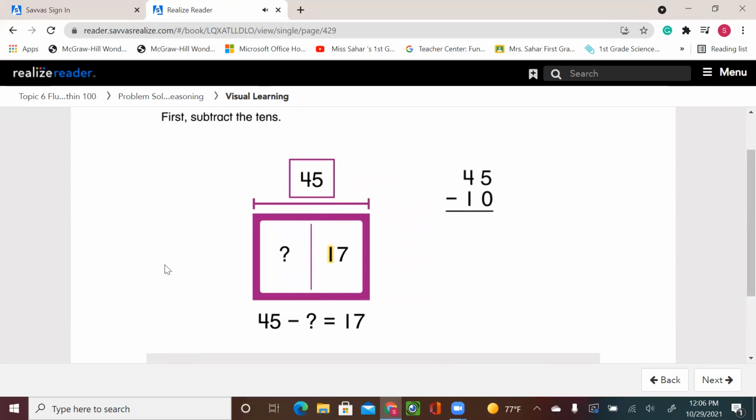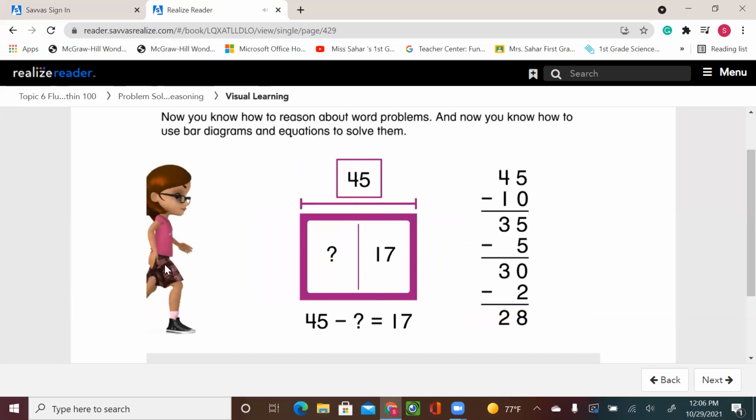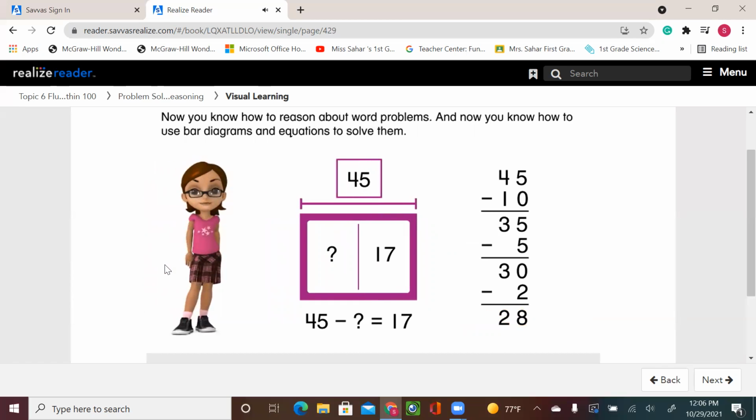First, subtract the tens. Then, subtract the ones. Break 7 into 5 and 2. 45 minus 17 equals 28 beads. Now you know how to reason about word problems, and you know how to use bar diagrams and equations to solve them.